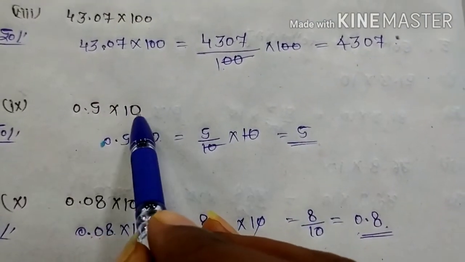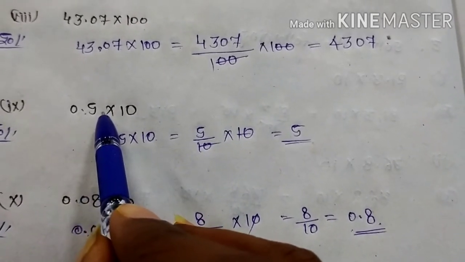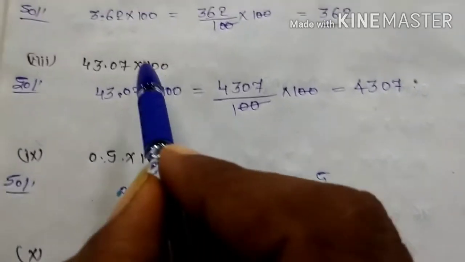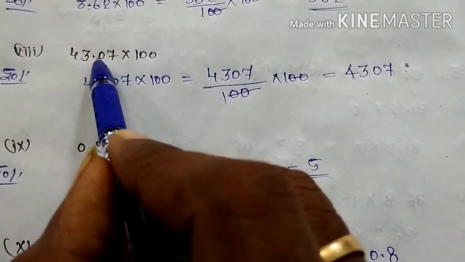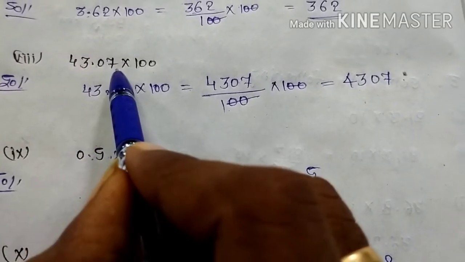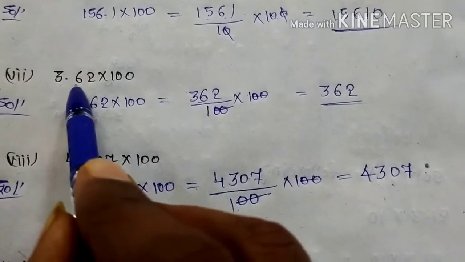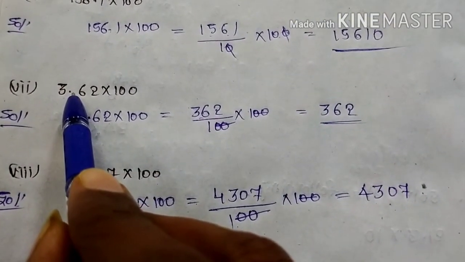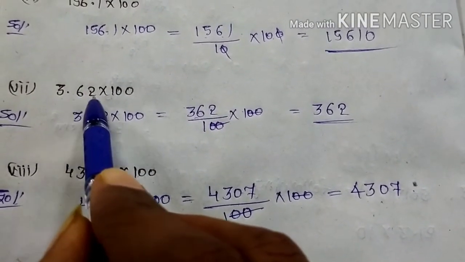Here, 0.5 into 10: how many zeros? Only 1 zero. The decimal point moves to the right one place, so 5 is your answer. Here, how many zeros? 2 zeros. That means the decimal point moves to the right 2 places, 1, 2. That means 4307 is the answer. Yes or no? Yes. Next, 3.62 into 100. How many zeros? 2 zeros. The decimal point shifts to the right 2 places. That means 362 is your answer.